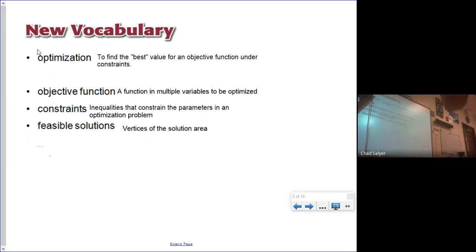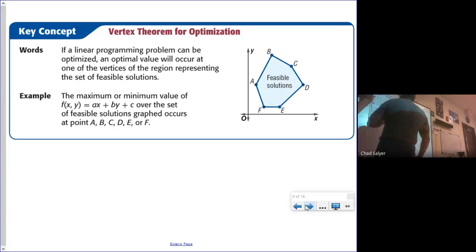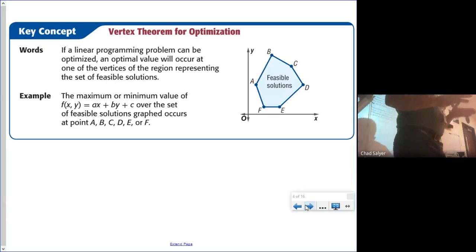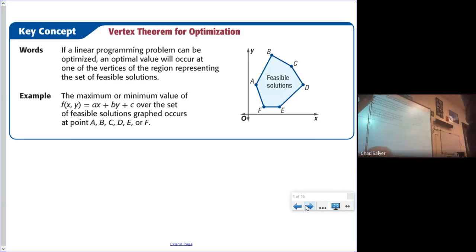So the formula I referred to is the Vertex theorem for optimization. So if this is the solution area, the maximized and minimized objective function must fall on one of the vertices, A, B, C, D, E, or F. So when I'm trying to maximize or minimize a function, the maximums and the mins must occur at a vertex. So no matter what the constraints are, it has to be at the vertex. So the optimal value occurs at the vertices.